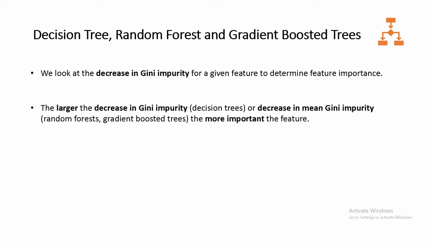In summary, for decision trees, random forests, and gradient boosted trees, we look at the decrease in Gini impurity for a given feature to determine feature importance. The larger the decrease in Gini impurity, which is sometimes the case in decision trees where you're only looking at splitting on a single feature, or decrease in mean Gini impurity, which is often the case in random forests and gradient boosted trees, where you often split on the same feature multiple times, the more important the feature.